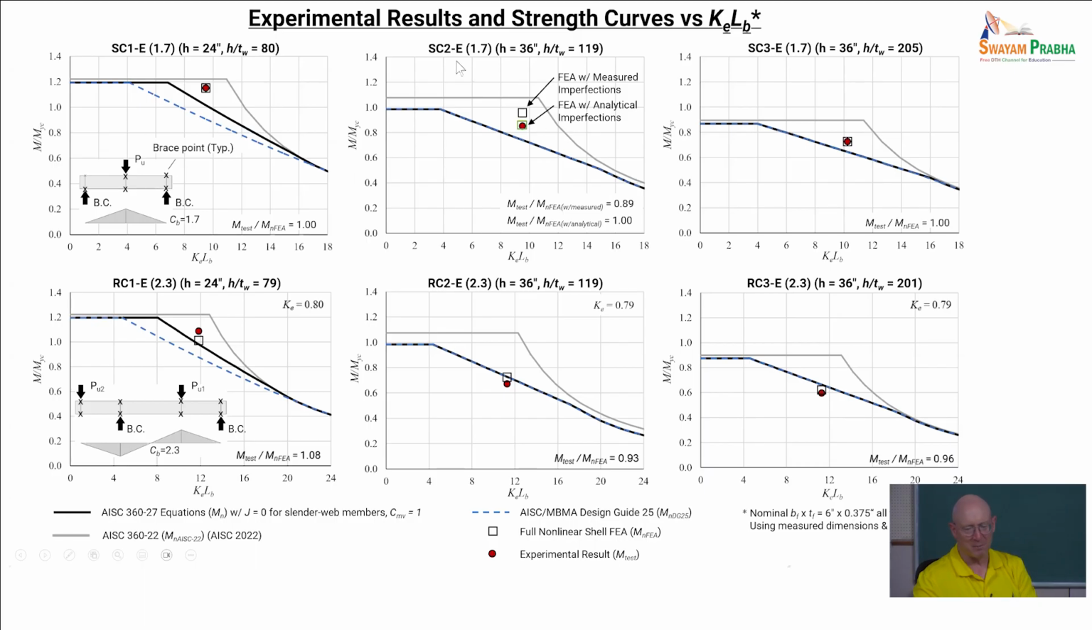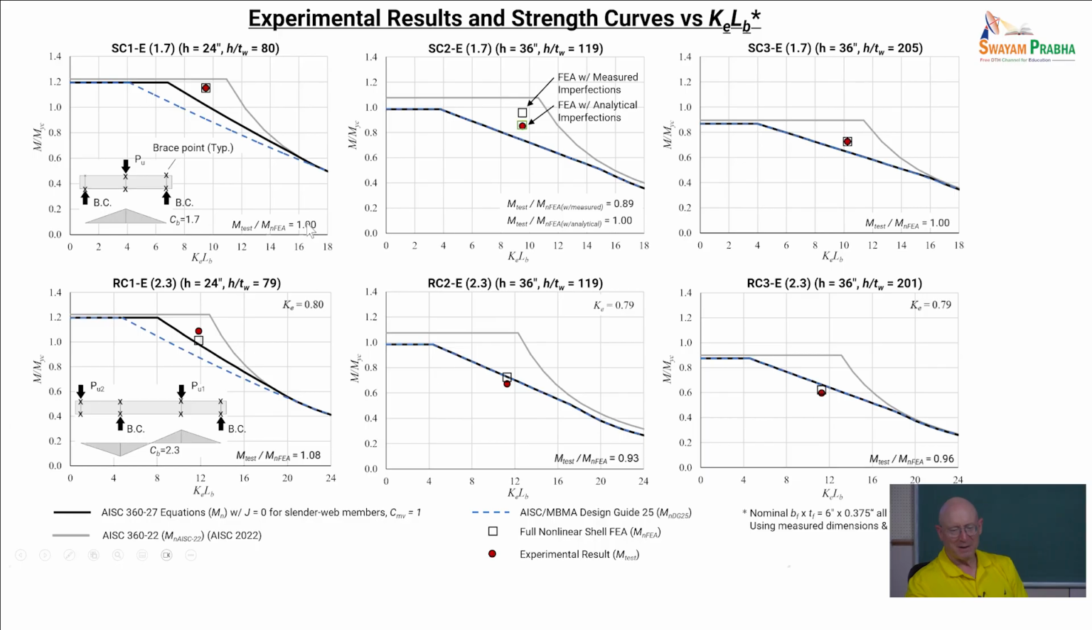The FEA simulations are the open squares, and the tests are the red circular symbols. With that exception, I think we're reasonably pleased that the FEA simulations and the experimental results are very close and are showing that, yeah, we've got a significant problem here that gets worse and worse the higher the moment gradient we have.